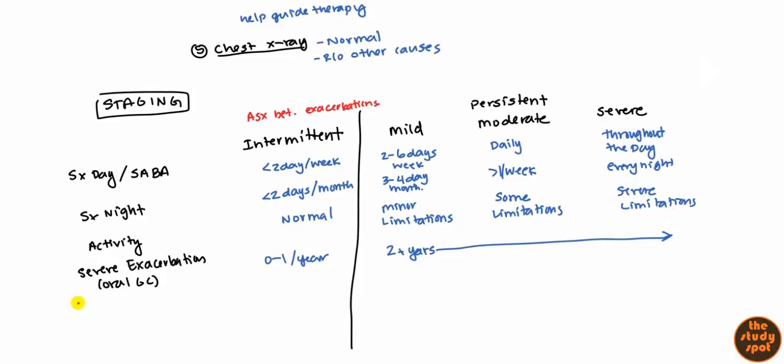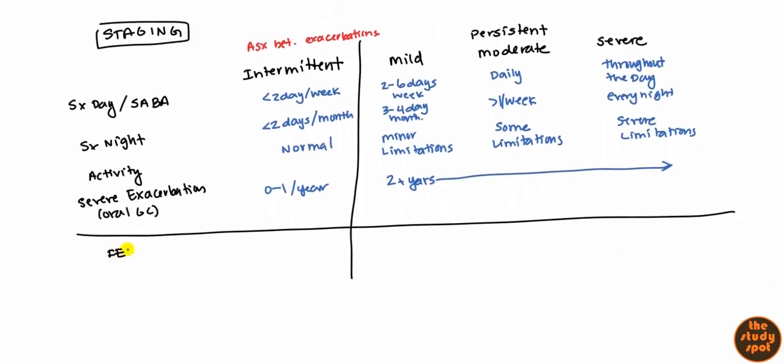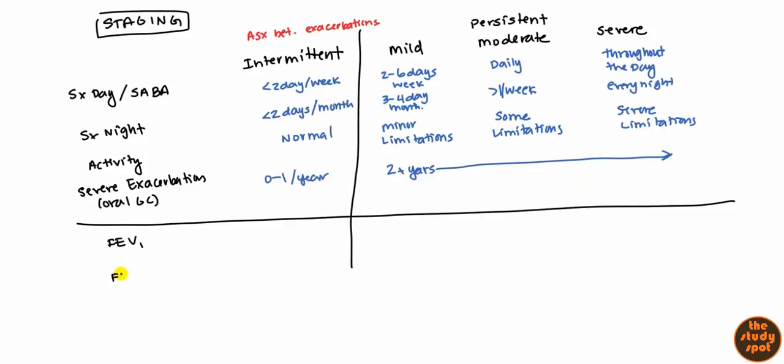Now, as far as assessment values. Of course, we can look at the FEV1, which is the amount of volume you can exhale in 1 second, and the FEV1 over the FVC ratio. The FEV1 is greater than 80% in intermittent and mild persistent, and it tends to drop after that. In moderate persistent, it goes down to about 60 to 80%, and in severe, it'll be less than 60%.